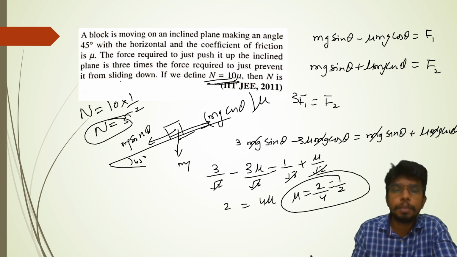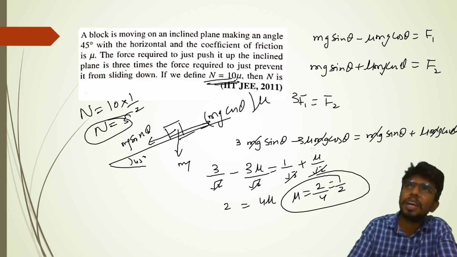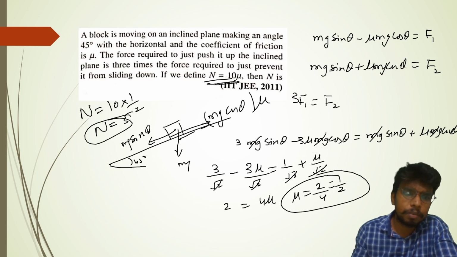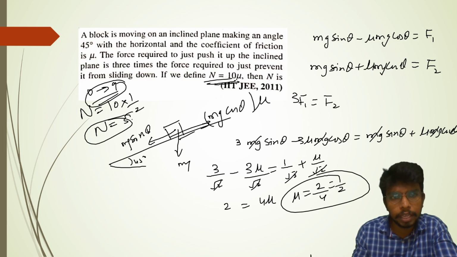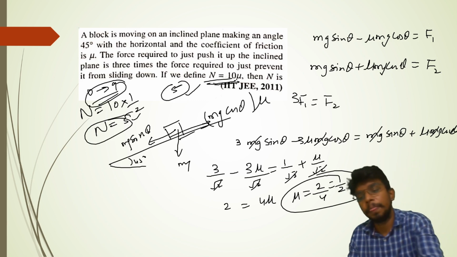This is an integer type. IIT introduced it, I think, in 2009 or 2010. But yeah, this is an integer type. Answer can be anything from 0 to 9. So n is equals to 5. This is the correct result.